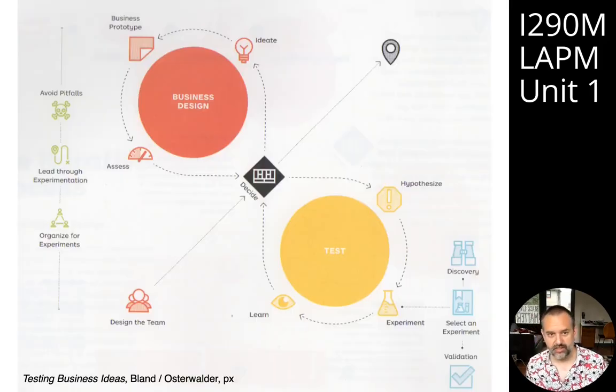In this book, Testing Business Ideas by Bland and Osterwalder, you can see this nice diagram, which is a high-level picture of the general approach that we take in product development, where we're ideating and coming up with prototypes and assessing them, and then we're designing experiments and running tests and learning, and we go through this kind of two-sided loop at multiple levels.